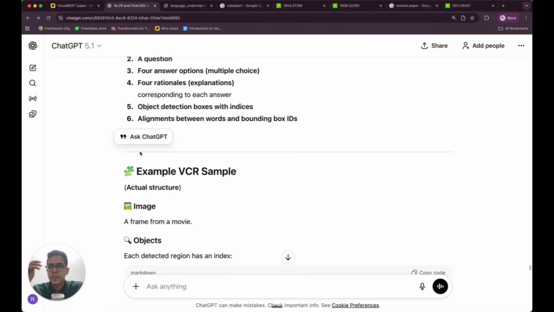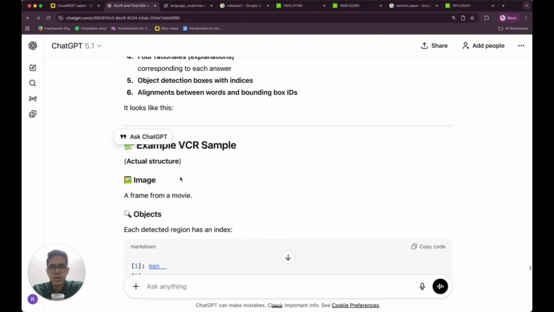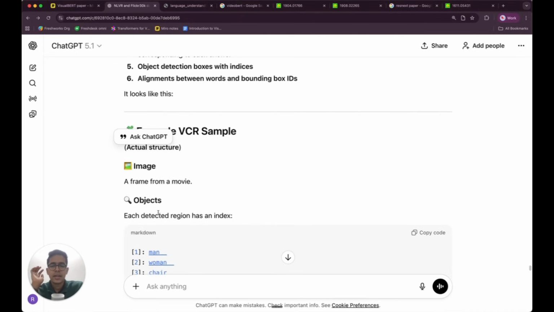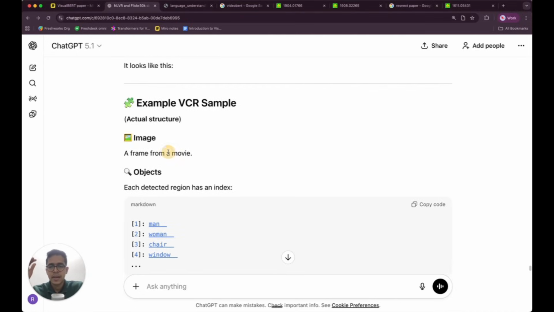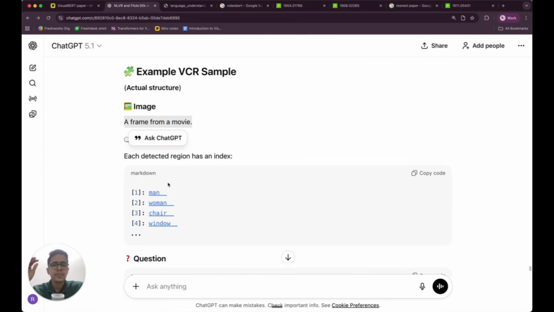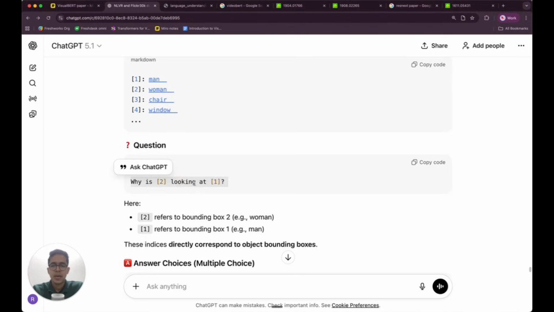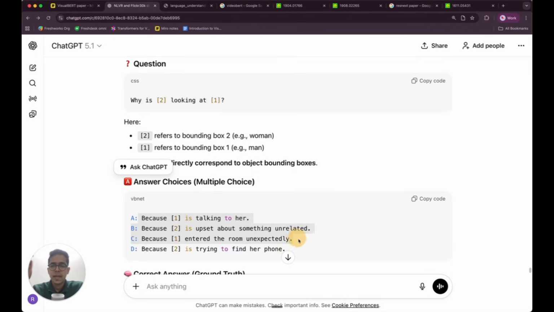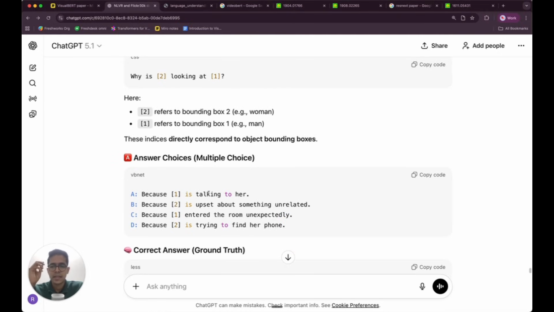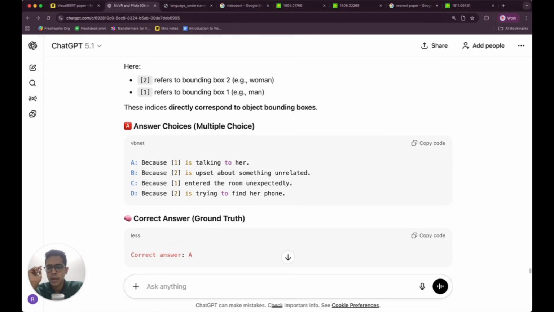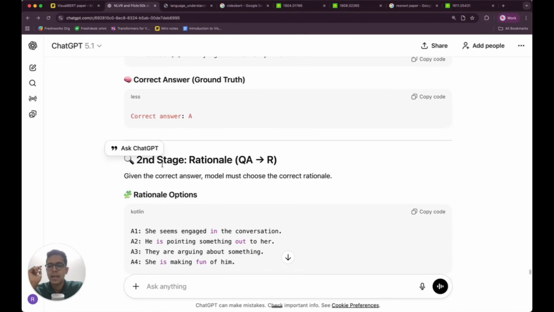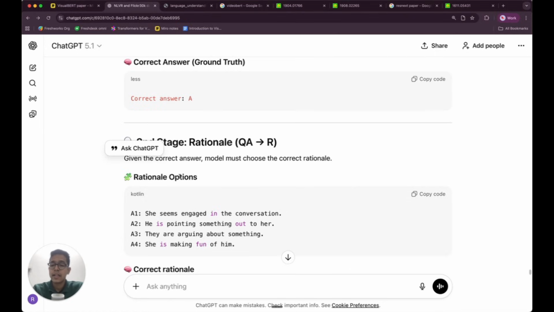So basically, the given image is not shown here, but for that image there are a bunch of detected regions inside. The image is a frame from a movie, and inside the regions there is a man, woman, chair, window, etc. The question is, why is the woman looking at the man? These are possible answers. Corresponding to each possible answer there are 4 possible explanations, but the correct answer is answer A, and among the 4 possible explanations for that answer, this is the correct explanation.